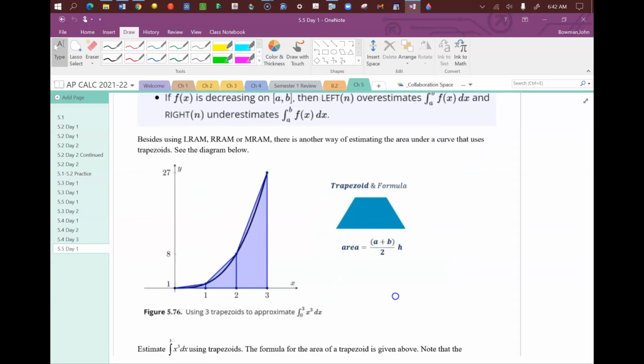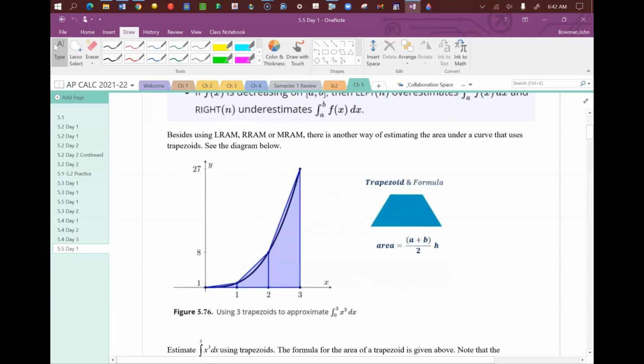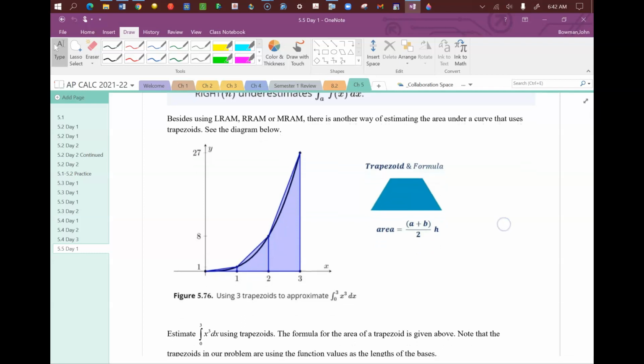The last method that we're going to talk about here is related to LRAM and RRAM, but it requires drawing trapezoids. And if you remember from your days in geometry, the formula for the area of a trapezoid is the sum of the two bases, or the average of the two bases, which are the two sides that are parallel to each other. Those are the two bases. Either one could be A, either one could be B. Divided by 2 times the height, and the height is always perpendicular to the two bases.